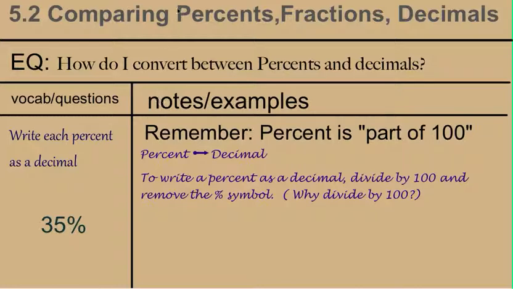So here I have a 35% on my test, and I want to turn that into the decimal. I already have the percent, and I want to turn it into the decimal. Well, this would be 35 out of 100. 35% meant 35, and the percent part was part of 100, so 35 out of 100. Now, what does this line here mean? Well, this line here means to divide.